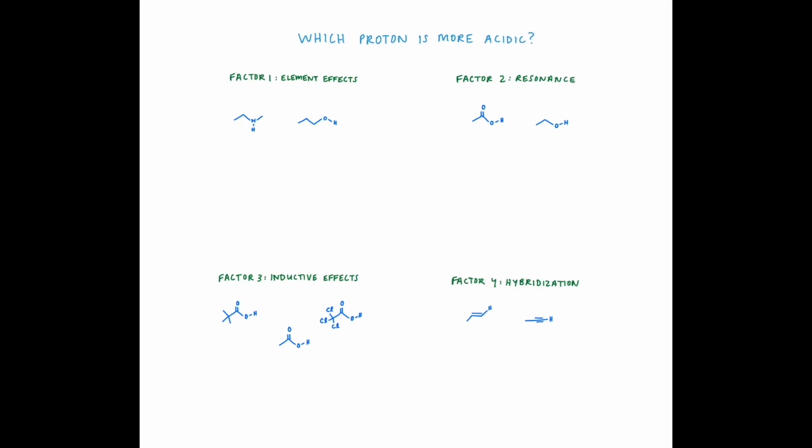An important skill in organic chemistry relates to acid-base chemistry. We need to be able to compare protons to see which will be most reactive. This has to do with proton acidity. We can determine this by looking at the conjugate base and how well it stabilizes the negative charge. There are 4 factors ranked in order of importance, and these are element effects, resonance, inductive effects, and hybridization.